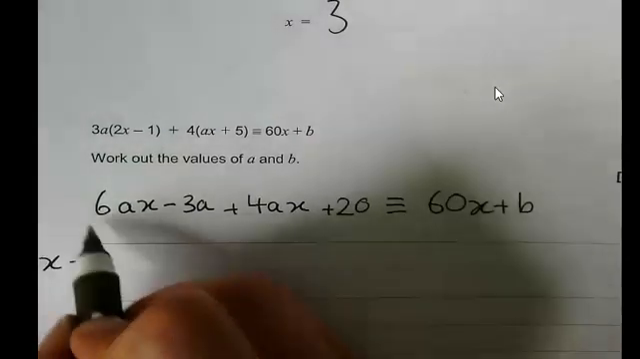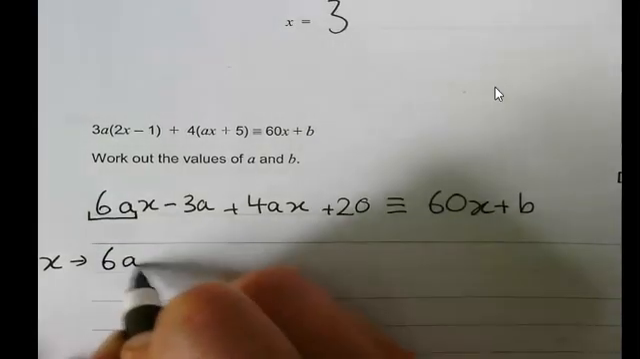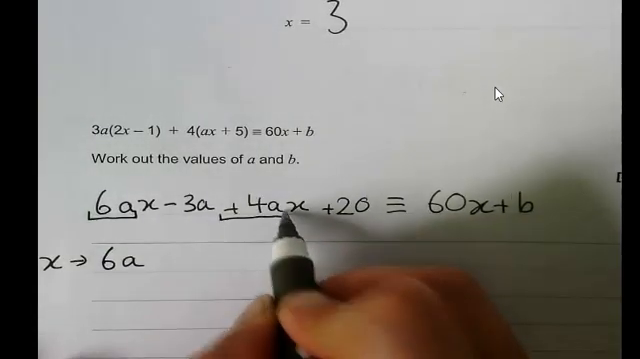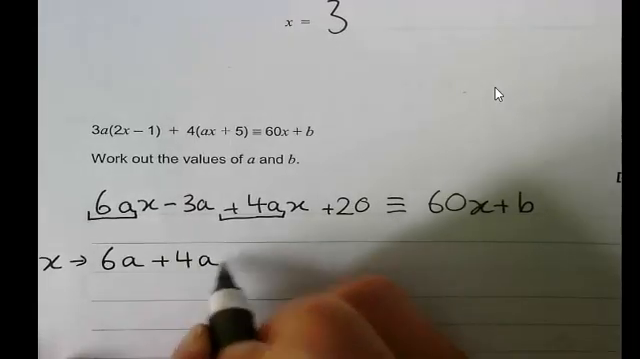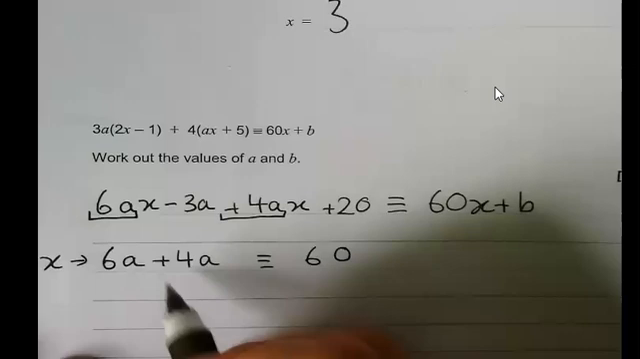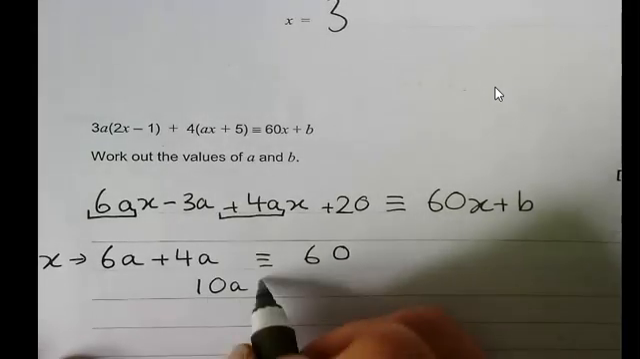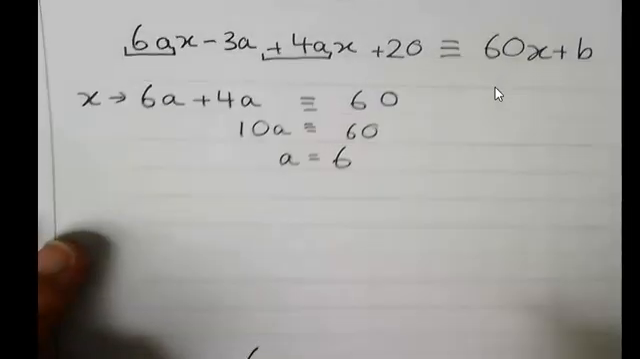So on the left-hand side, I've got 6a lots of x. And then I've also got plus 4a lots of x. So 6a plus 4a lots of x is identical to 60. So that's 10a is identical to 60, so a must equal 6. So a is 6.